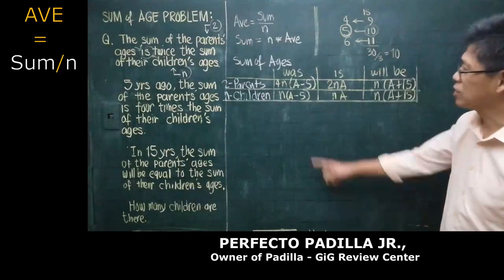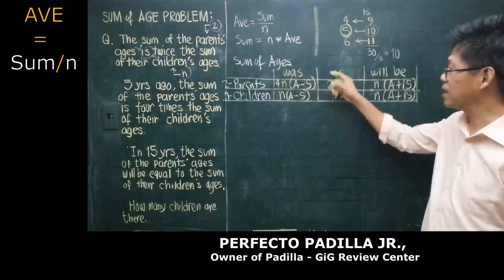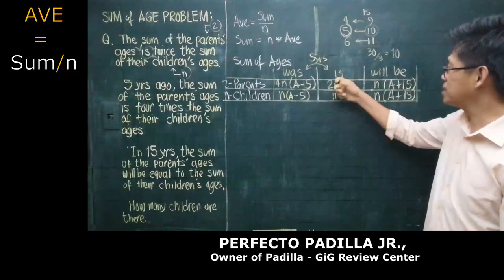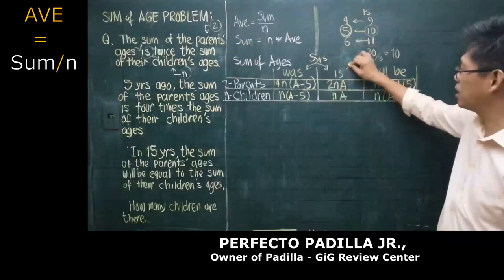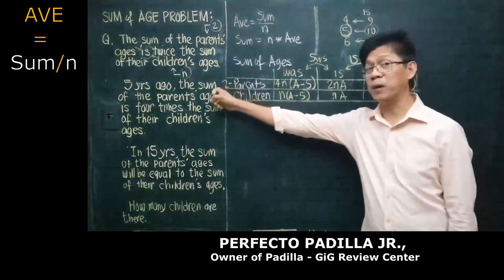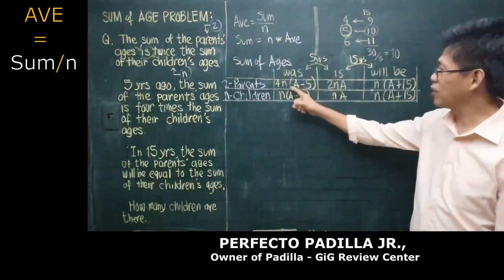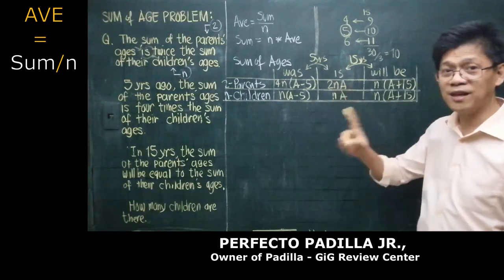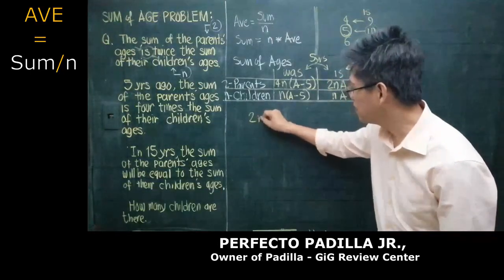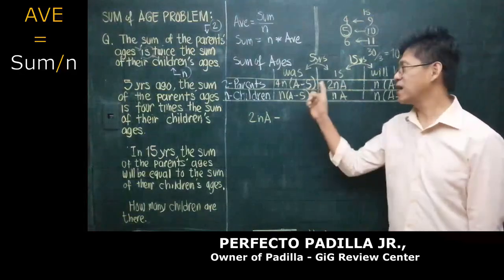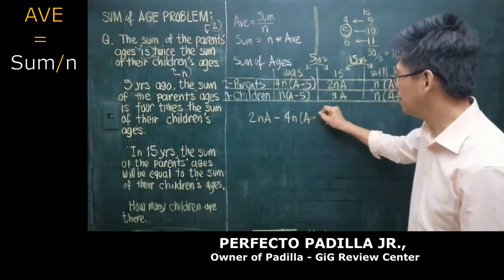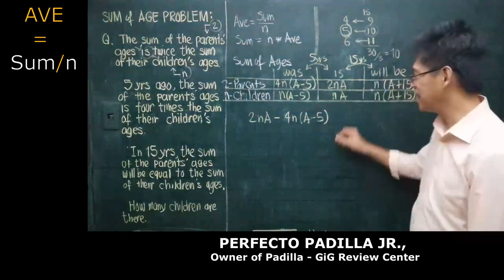Let us set up now our key equations. So our key equation, remember this is 5 years ago, present. So the time element here is 5 years. Present and 15 years from now, so the time element here is 15 years. So, considering the two parents, from 5 years ago to present, the difference of the sum of their ages is 2NA minus the sum of their ages 5 years ago, 4N A minus 5, this is equal to what?